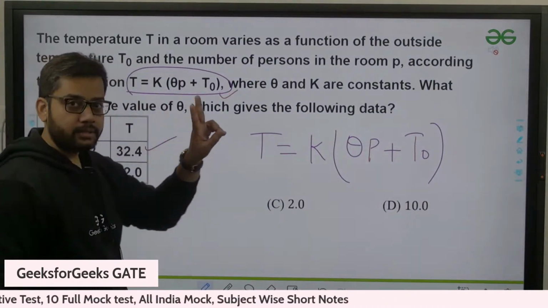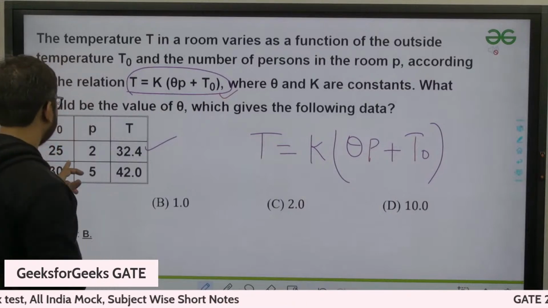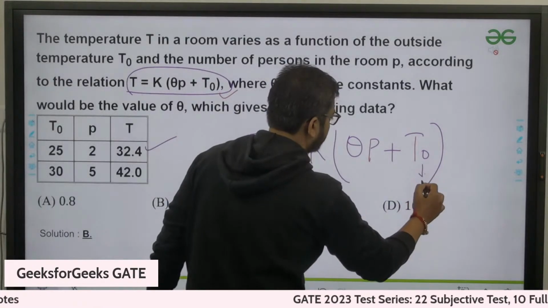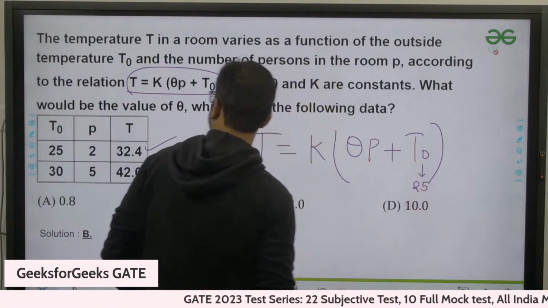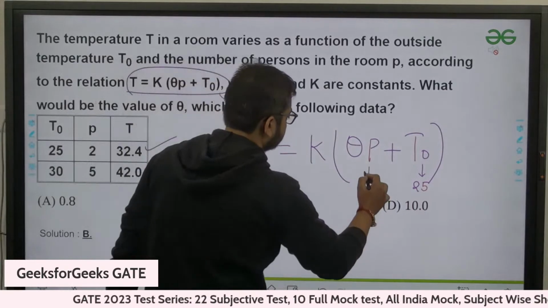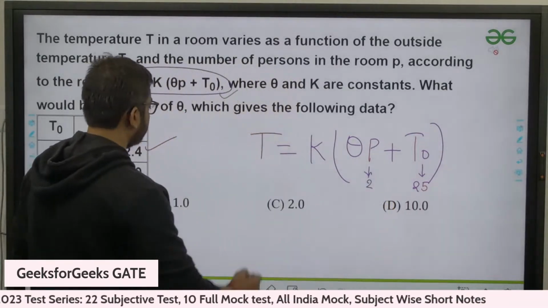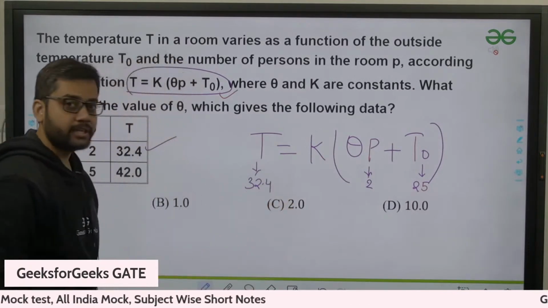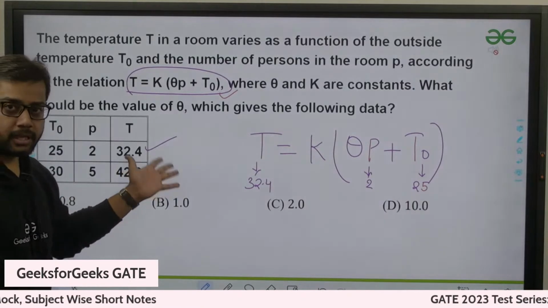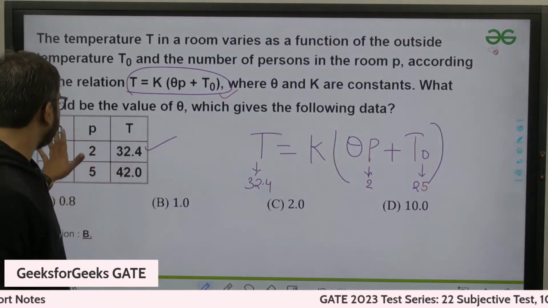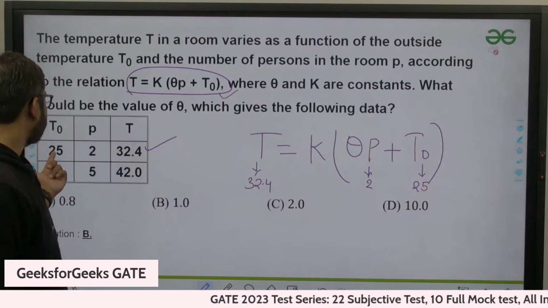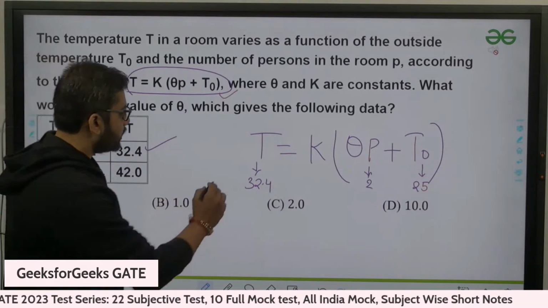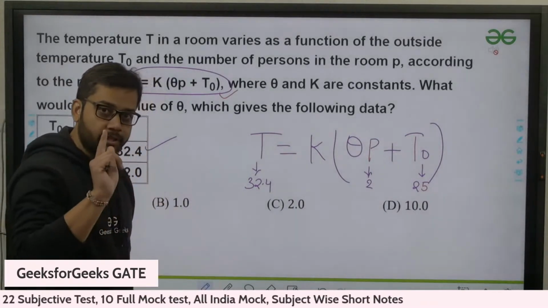For the first equation, put T naught is equal to 25, P is equal to 2, and T is equal to 32.4. See, this is the data given. I'm not writing from myself. The data is given: T naught is 25, P is 2, and T is 32.5. So once we put this data in, one equation will form.